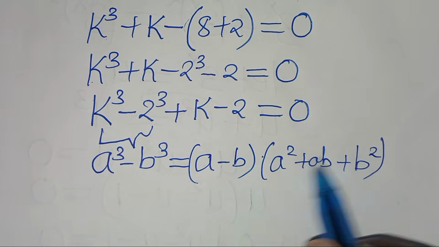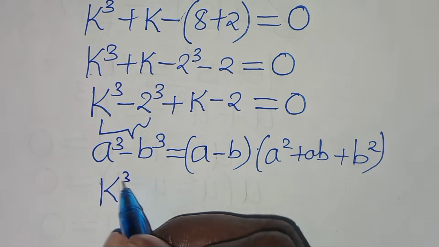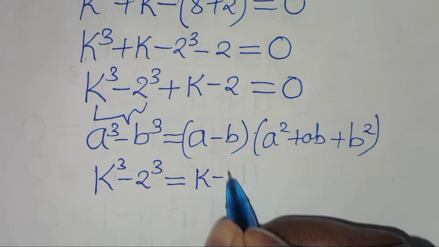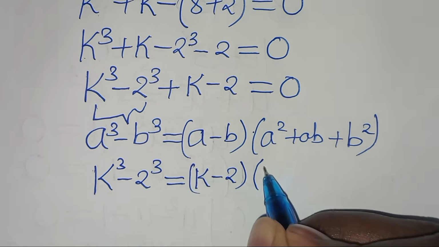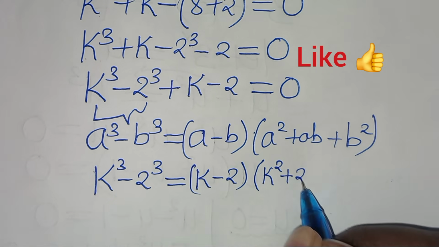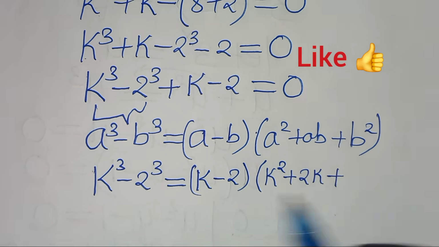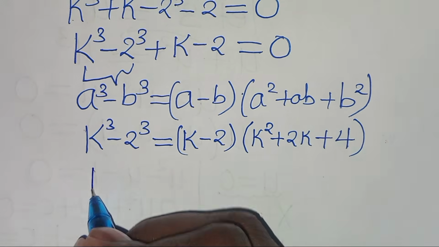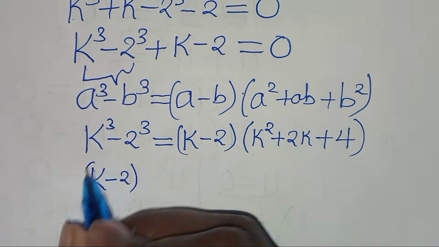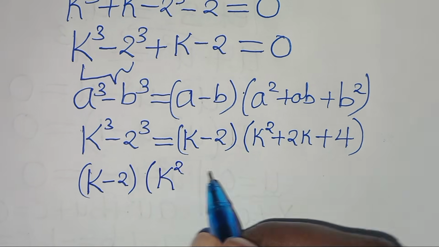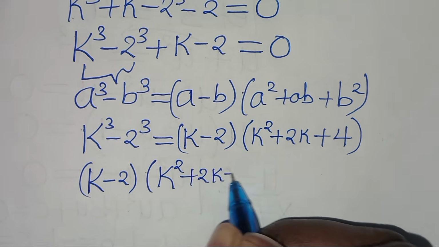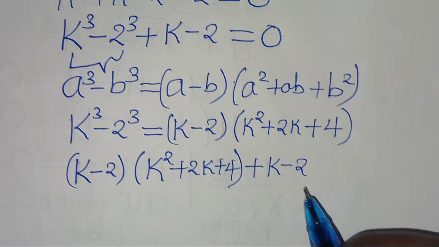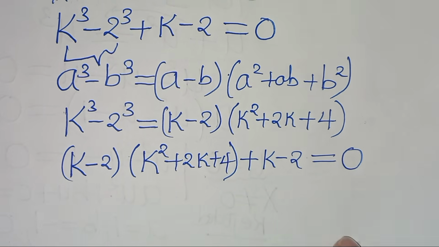Applying this identity, we have k to the power of 3 minus 2 to the power of 3. This can be expressed as k minus 2, then here we have k squared plus 2k, then plus 2 squared, which is equal to 4. The next step is that we have k minus 2, then k squared plus 2k plus 4, then plus k minus 2. This is equal to 0.